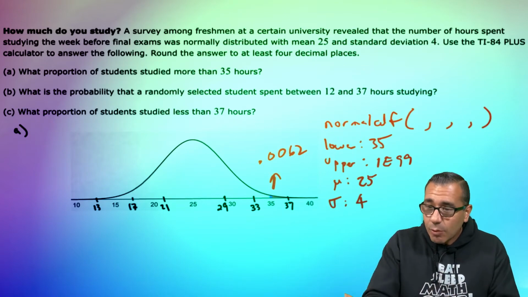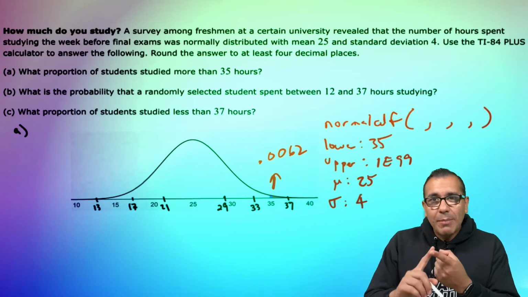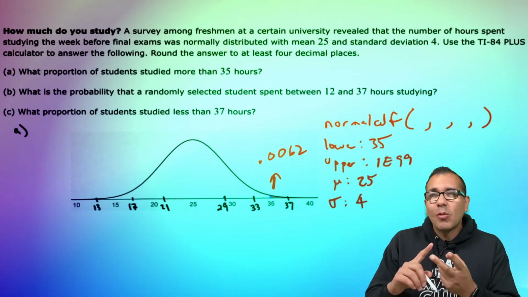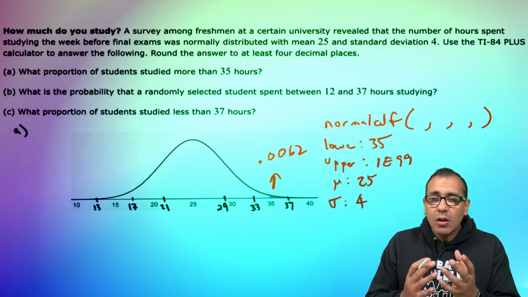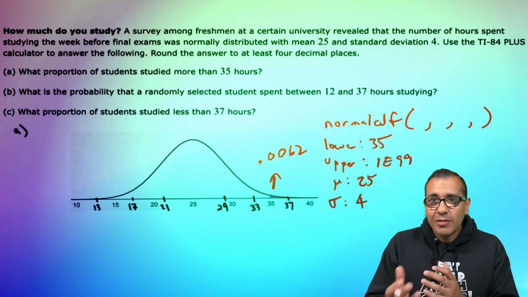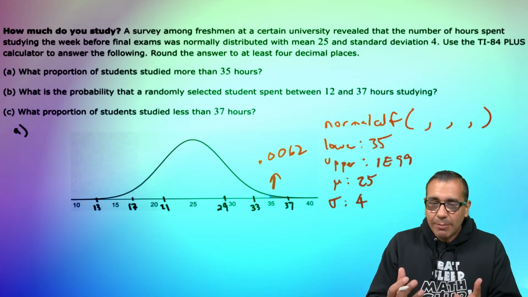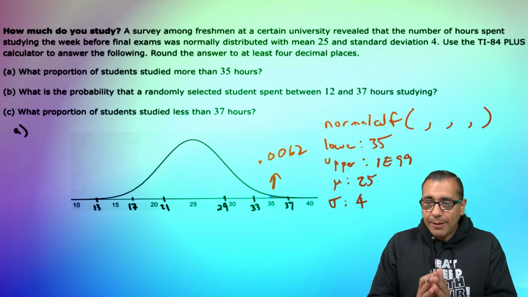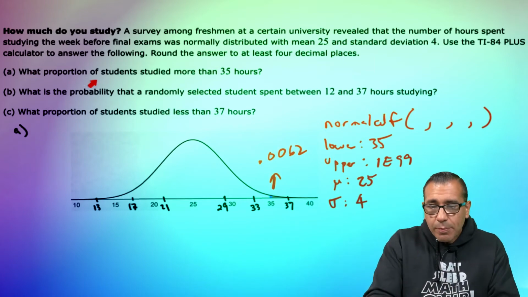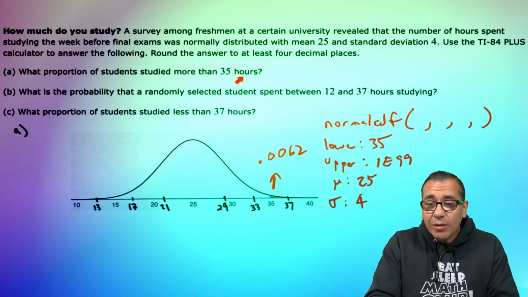In this example, we're going to be using the TI-84 Plus, or the Wabbit app, not Rabbit, the Wabbit app, or your graphing calculator, depending on what apps you're using on your cell phone or tablet. And so let's look at these questions. Let's start with part A. So what proportion of students studied more than 35 hours?